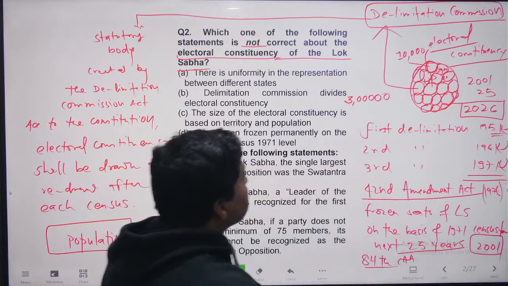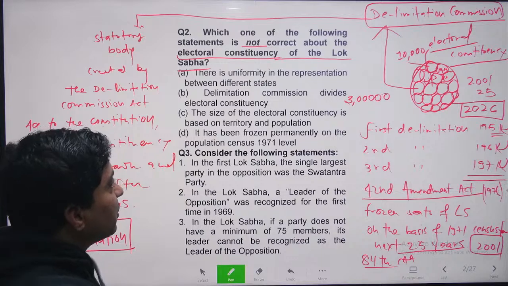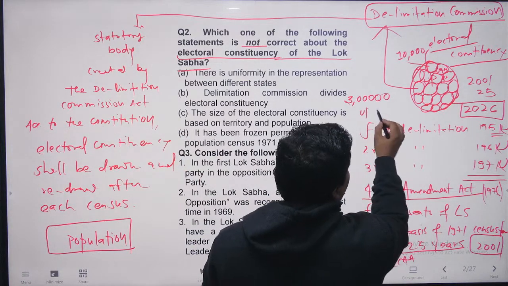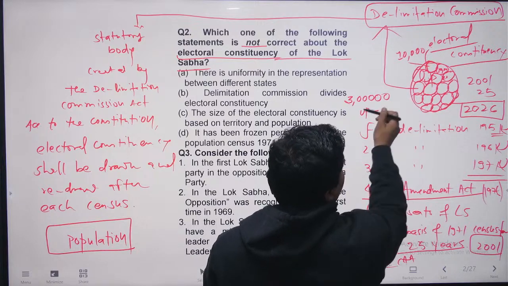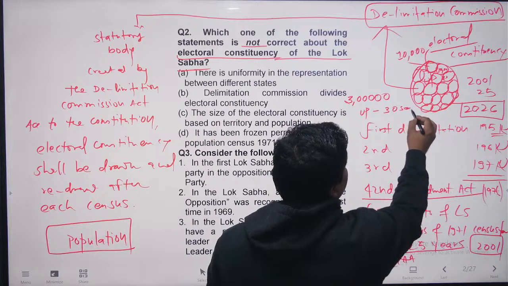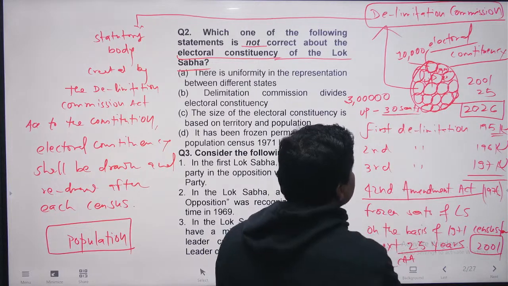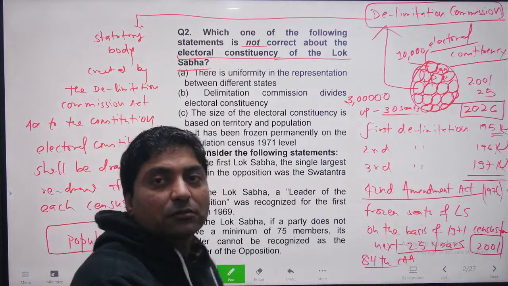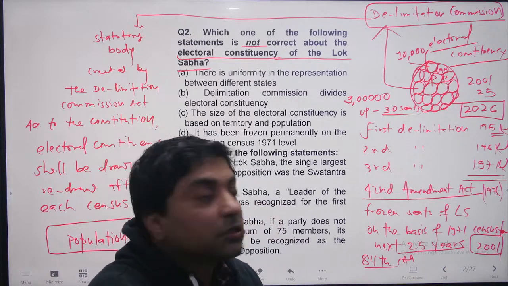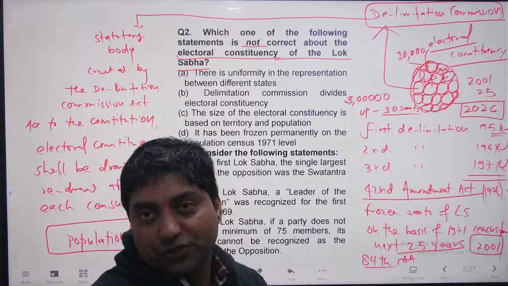UP population is 3 lakh. Now how many seats should UP have? You have to divide. 30 seats for UP. So UP has 30 seats because each seat represents 10,000 population.